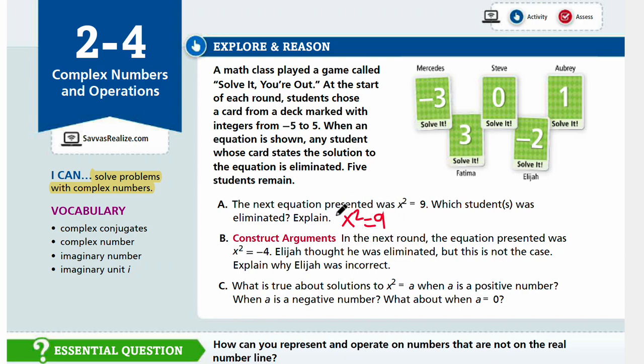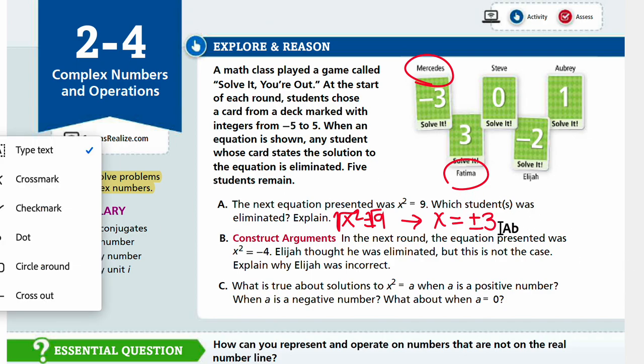In order to solve for x, we're going to square root both sides. And we have x is equal to plus or minus 9. Both negative and positive 9 will be squared to get a positive 9. Not 9, 3. Both positive and negative 3 would be squared to result in a positive 9. So who has the card with a -3 and a +3? Mercedes and Fatima.